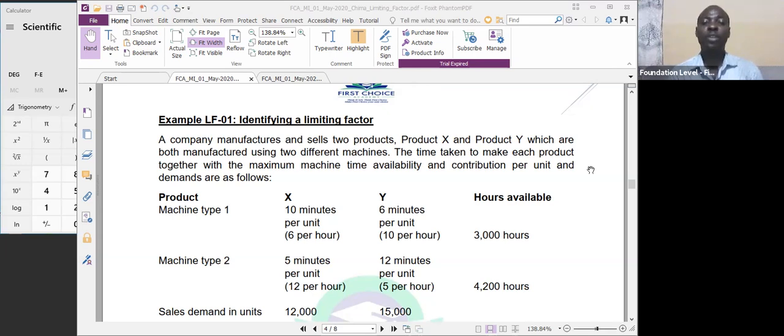A company manufactures and sells two products, product X and product Y, which are both manufactured using two different machines. Now we can identify two products for the company, and we can identify two factors, which are machines. Yes, one factor is machine, but there are two different machines. The time taken to make each product together with the maximum machine time available and contribution per unit and demand are as follows. Now, if you look at the heading here, we have product X and Y, and hours available. Okay. Now, in machine type 1, which is the first factor, it means that machine type 1 can produce product X, 1 unit, in 10 minutes.